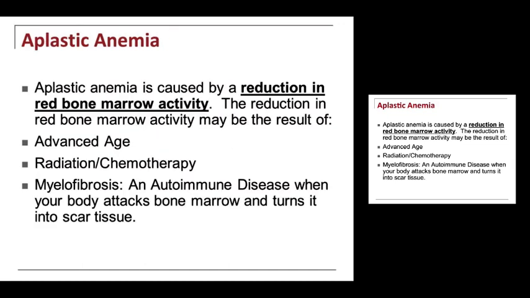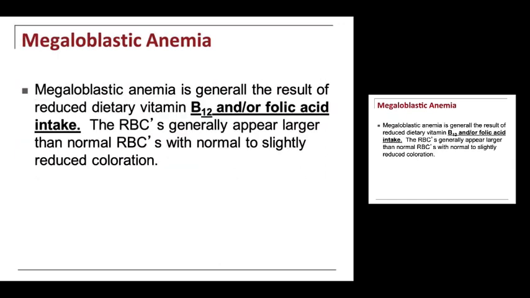Aplastic anemia is caused by a reduction in the red bone marrow activity, and the reduction of the red bone marrow activity can be the result of either advanced aging or very, very commonly from chemotherapy or radiation. Myelofibrosis is an autoimmune disease where your body attacks your own bone marrow and turns it into scar tissue, so it becomes non-functional. Megaloblastic anemia is typically caused by reduced dietary B12 or folate, so B9 or B12.